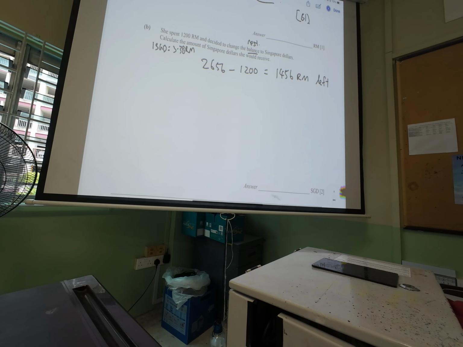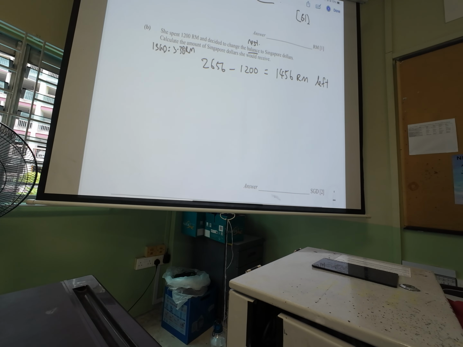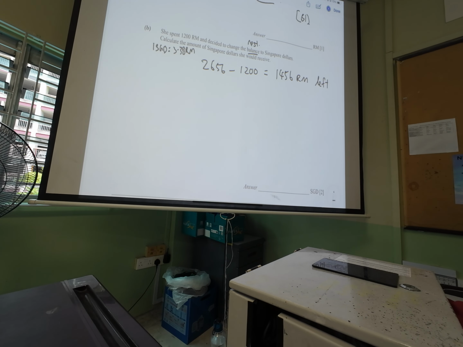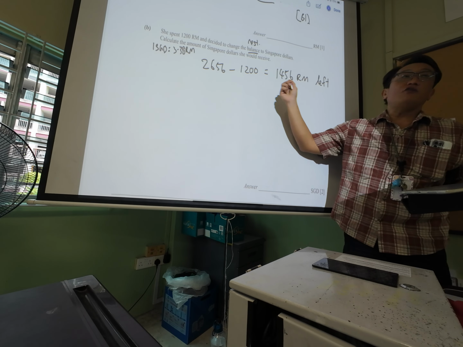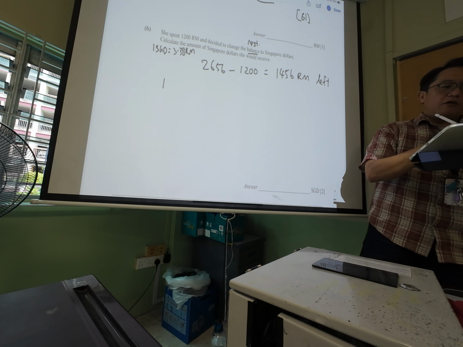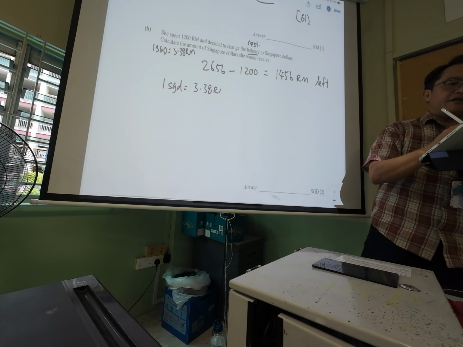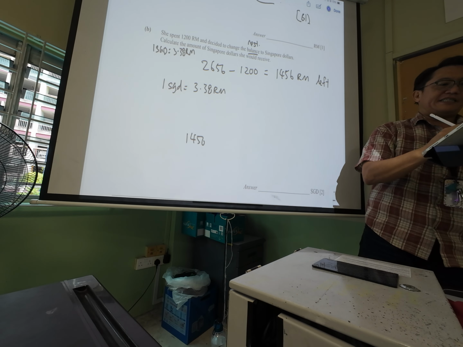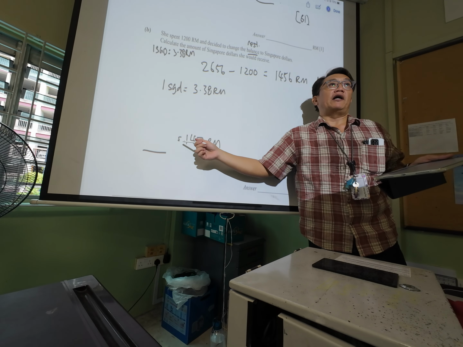Okay? But when we are marking, the department decided that if you use 3.38, we also mark you correct. You use the original 3.32, we also mark you correct. Okay? Give chance. So, I have 1456. I want to change it back to Singapore dollar. 1 Singapore dollar is 3.38 ringgit. So how much is 1456 ringgit in Singapore dollar? This is what they want you to find.